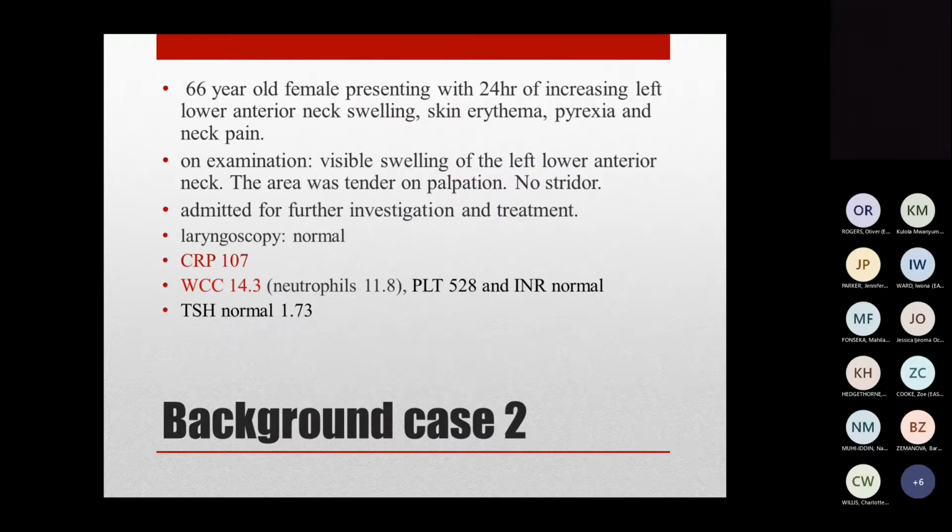A 66-year-old female presents with a 24-hour history of rapidly increasing lower anterior neck swelling with overlying skin erythema, pyrexia, and neck pain. On examination, there is visible swelling at this location, and the area was tender on palpation, but there was no stridor. She was admitted for investigation and treatment. Nasolaryngoscopy was completely normal. Her CRP and white cell count were both elevated, but all other blood results were normal, including TSH.